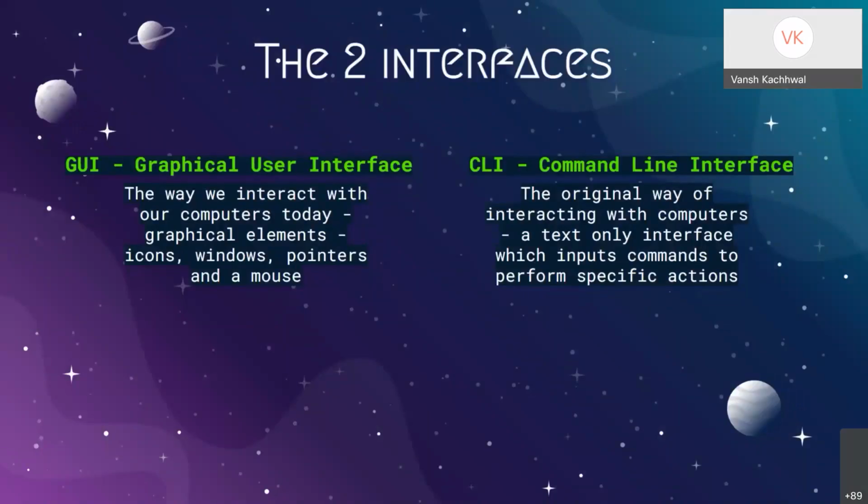Now there are these two types of interfaces. First is the graphical user interface, which most of you must be familiar with. It is the way we interact with our computer today, using graphical elements like icons, windows, pointers, mouse. And there's another, the command line interface. It was the original way to interact with computers. It is totally text based. So you just have a keyboard and you just type, and in that way you communicate with the system. We input commands, and the system will respond based upon those commands.